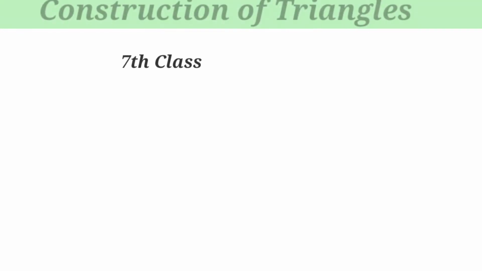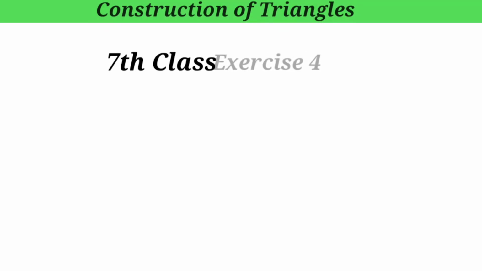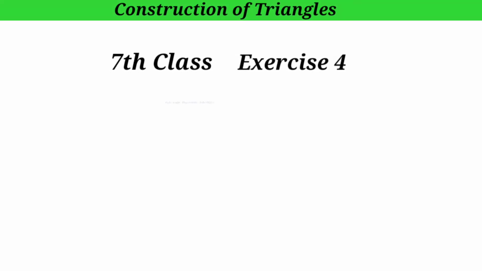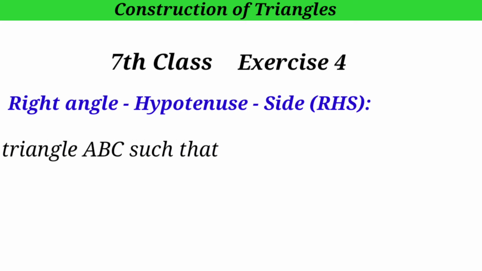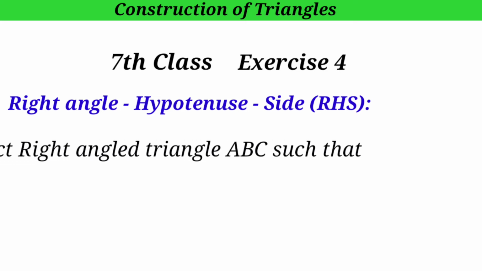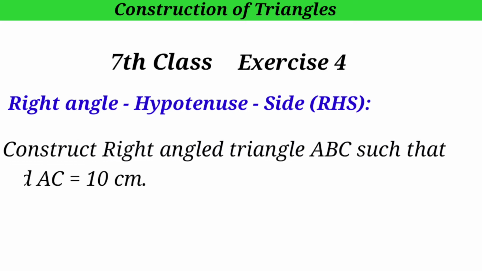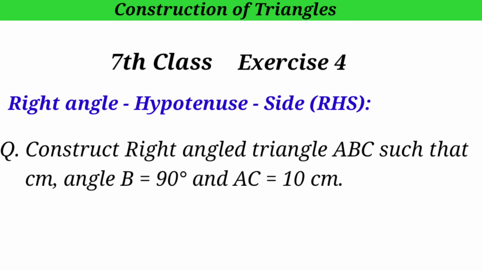Today we are going to learn about the construction of a right angled triangle. 7th class, exercise 4, first problem. See here, he has given a right angle, hypotenuse and one side of the triangle. So with the given three measurements we have to construct a right angled triangle. See here what he has given.